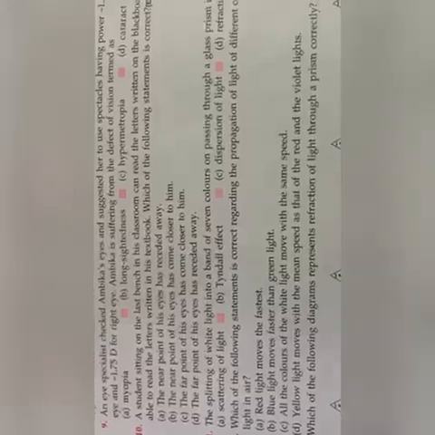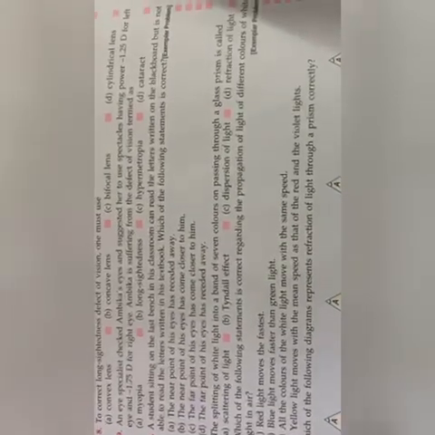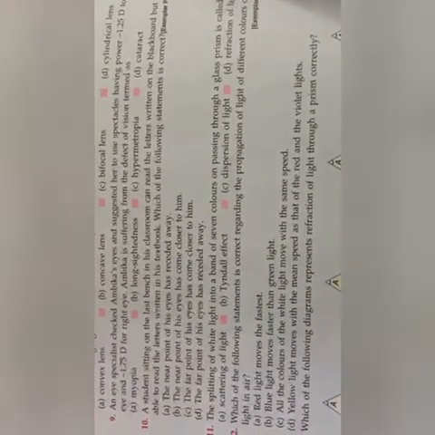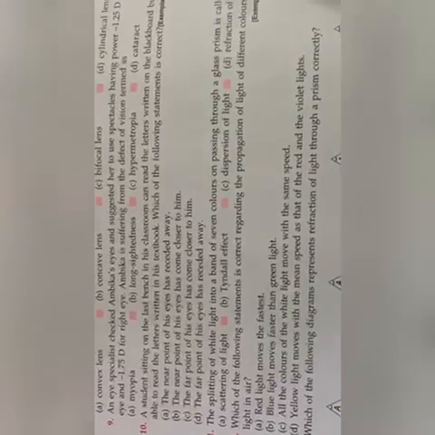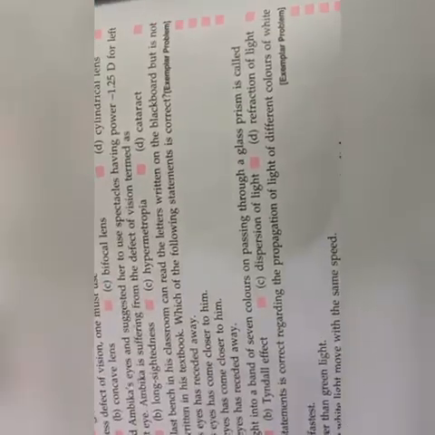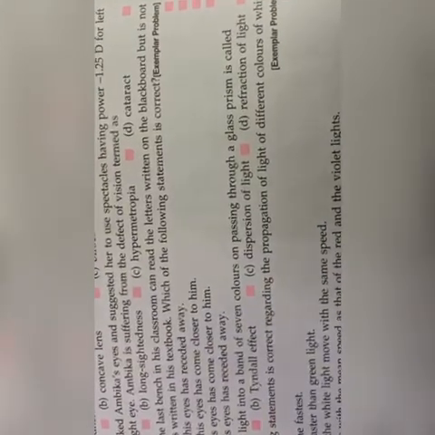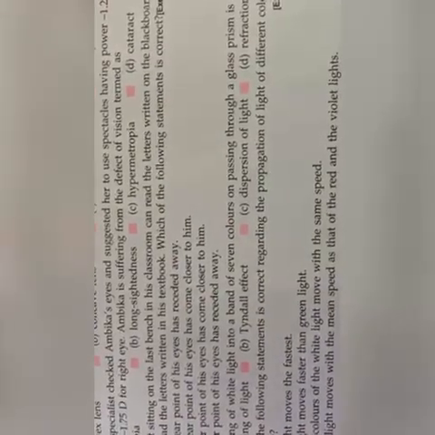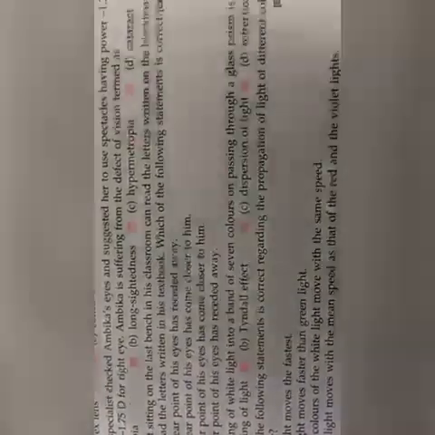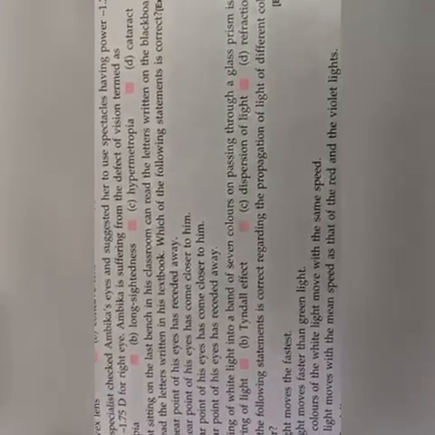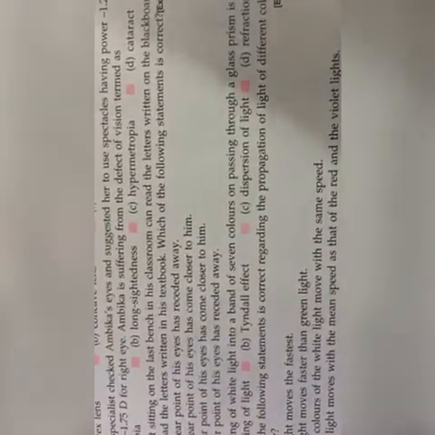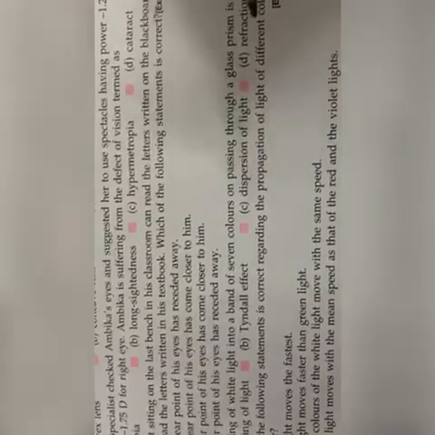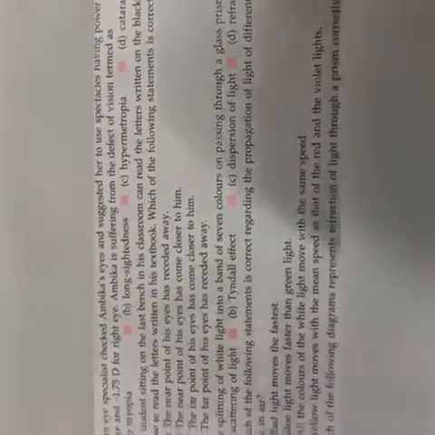11th question we have, the splitting of white light into a band of 7 colors on passing through a glass prism is called: A option, scattering of light; B, Tyndall effect; C, dispersion of light; and D is the refraction of light. So what do we call a band of 7 colors? Normally we call it spectrum, but it is split into 7 colors, so it is called dispersion of light. So option C is the correct answer.